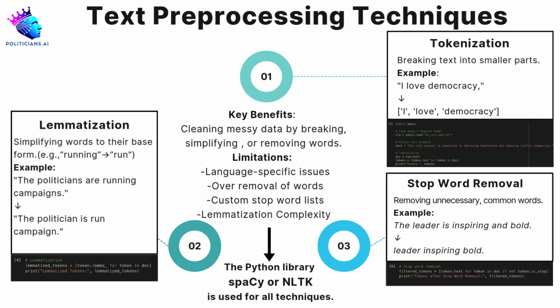By applying techniques such as tokenization, lemmatization, and stop-word removal, we can extract meaningful insights to address public issues effectively. In this session, we'll discuss each technique in detail, highlight its relevance to public policy, and later, explore hands-on implementation using Python libraries like spaCy and NLTK.